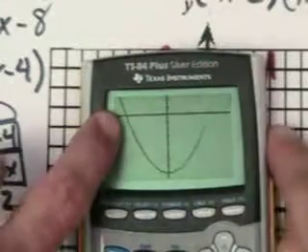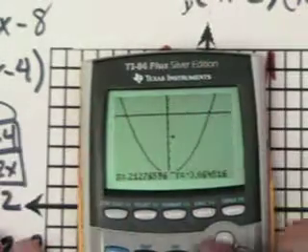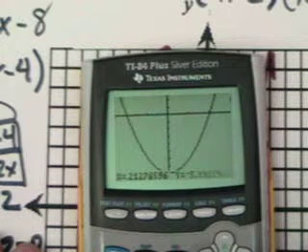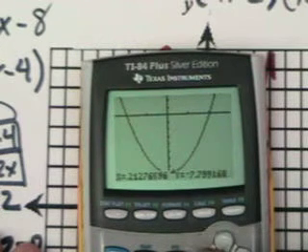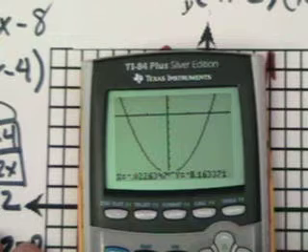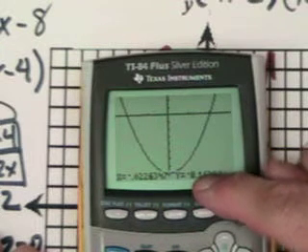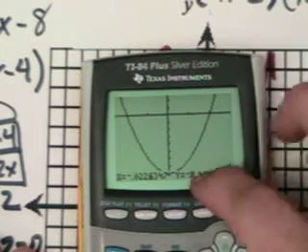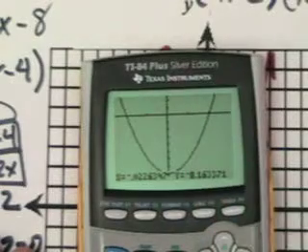Looks like it crossed at -2 and +2, and if I move my cursor down here to where it looks like it crossed, it says it's crossing at about -8.1. It's actually -8, but remember when you graph it can be a little bit off.